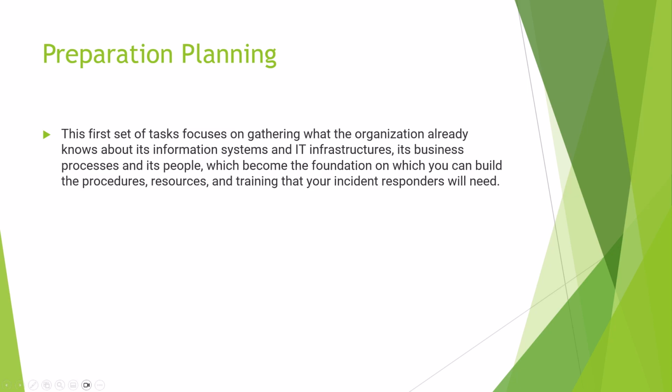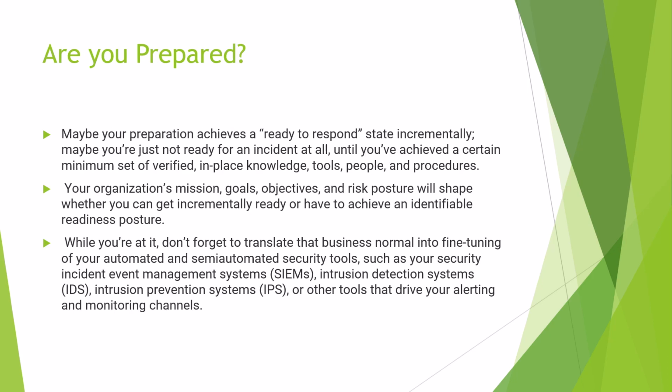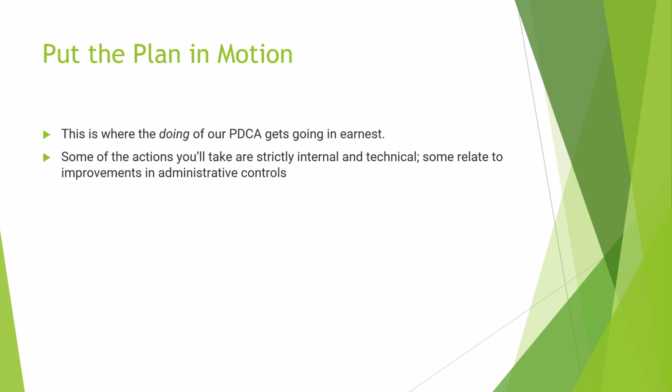So, now that we've talked about preparing a plan, let's talk about putting our plan in action. Sorry about that, it clicked too many times. So put the plan in motion. This is where the doing part of your checklist begins. Some of the actions you'll take are strictly internal, may be very technical. Some might be improvements, some might be administrative controls.